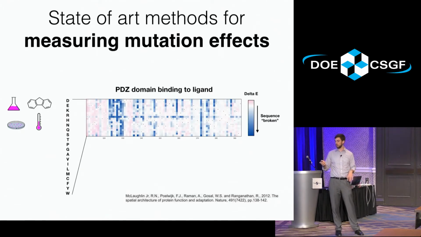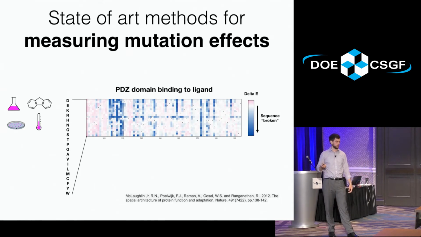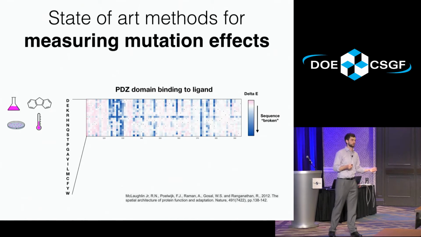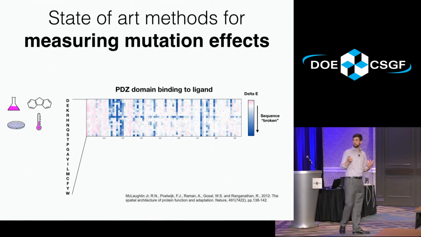So you can do that for all possible positions in a given sequence. For example, in this protein, it's a PDZ domain, a protein that binds other proteins. You can mutate all the positions to every possible amino acid. And in this figure, if it is white or pink, the mutation is fine. It doesn't really change the function. But if it's blue, it essentially breaks the protein, and it doesn't work anymore.